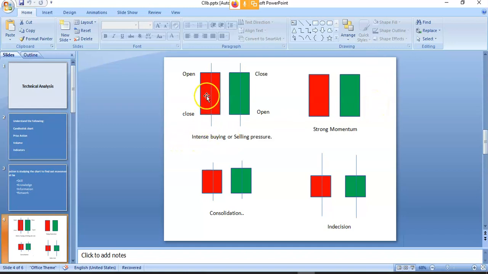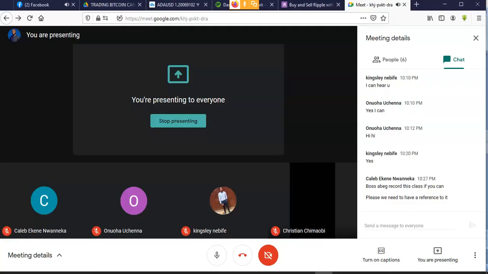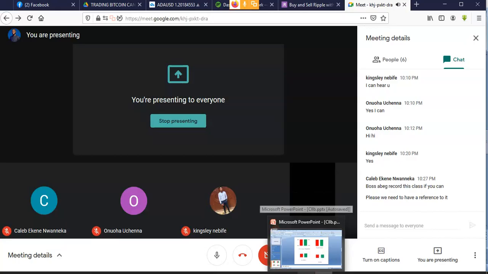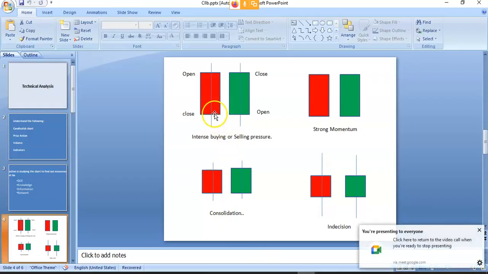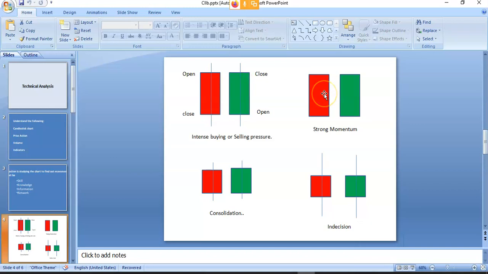If you see a candlestick that has a full body with some wick up and down, the red one signifies intensive selling, while the green one signifies intensive buying. If you see one that doesn't have a wick, it signifies a strong momentum.